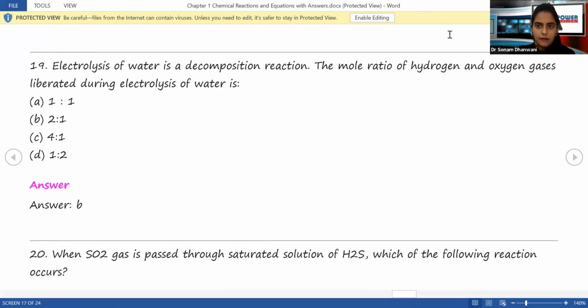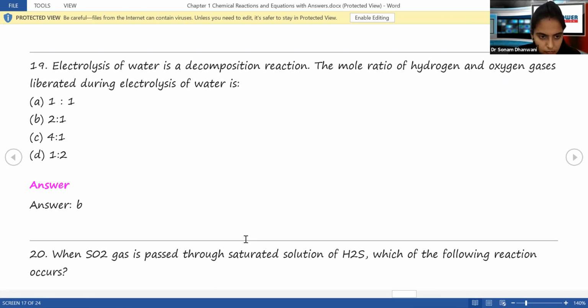Okay, see here we are back again. Electrolysis of water is a decomposition reaction. The mole ratio of hydrogen and oxygen gases liberated during electrolysis of water is, we have just seen this, it is 2:1. H2O. Okay, yes.